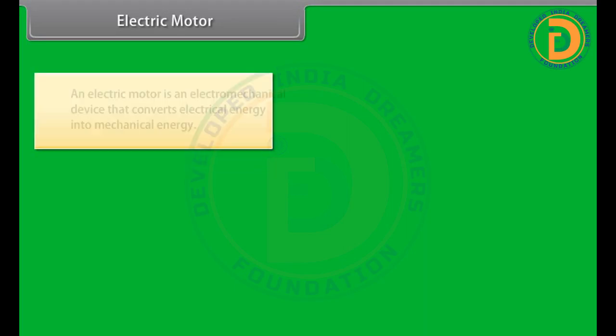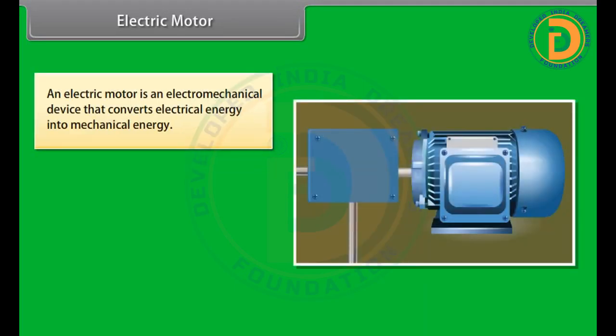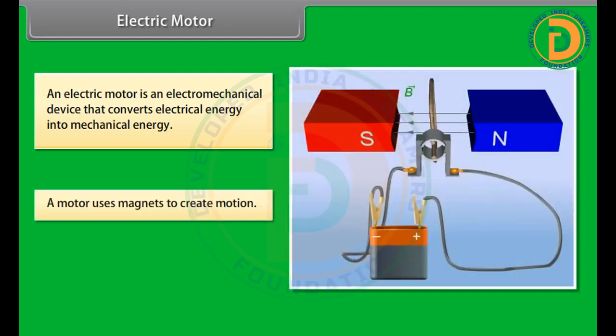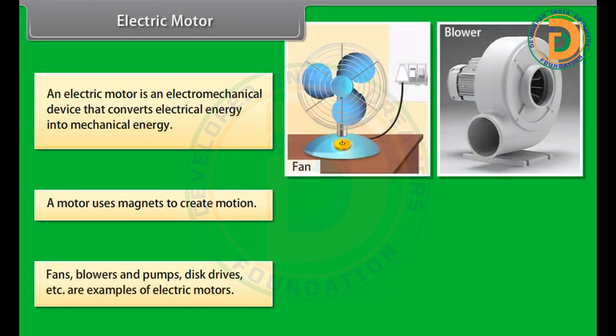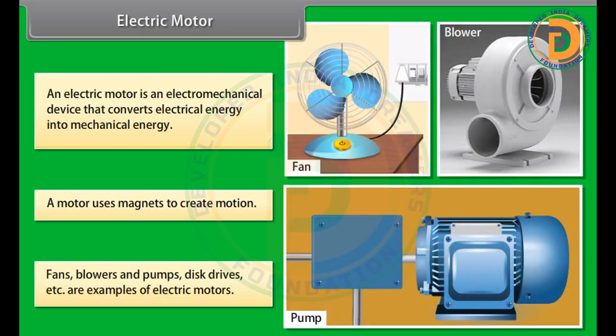Electric motor. An electric motor is an electromechanical device. It converts electrical energy into mechanical energy. Let us look at how electric motors work. A motor uses magnets to create motion. Inside an electric motor, the attracting and repelling forces of a magnet create rotational motion. Fans, blowers, and pumps, disc drives, etc. are some examples of electric motors.